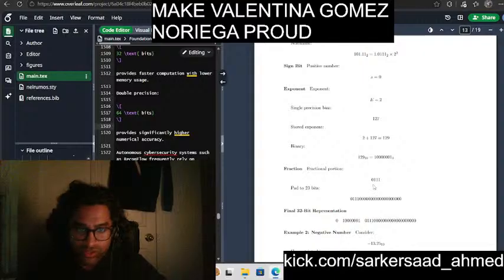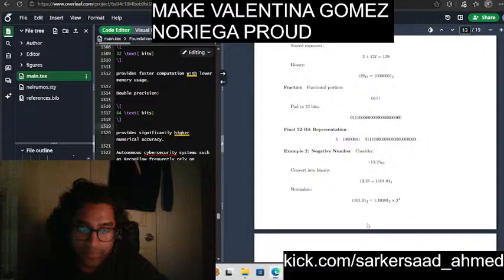The fractional portion is 0111, padded to 23 bits. So you're going to have 0111, all of them zeros. And the final 32-bit representation will be 0 because that's the sign bit, then the binary value for 129, and then 0111, all of them zeros.